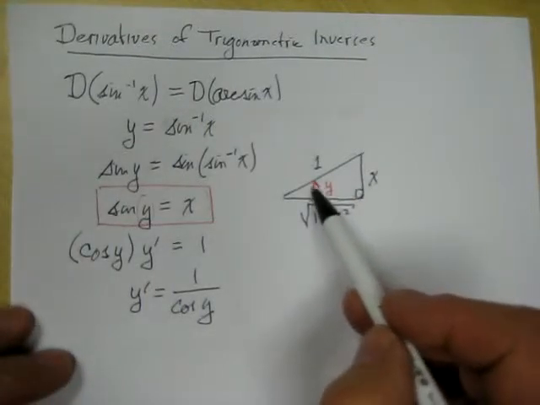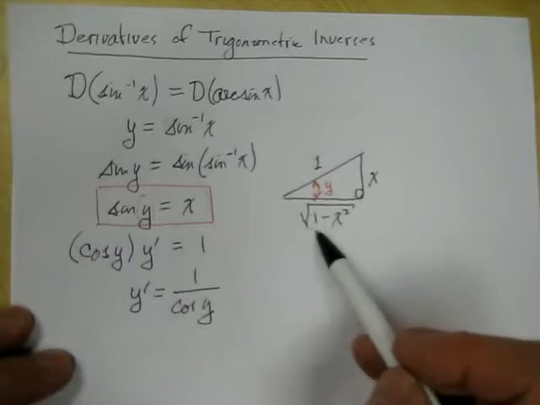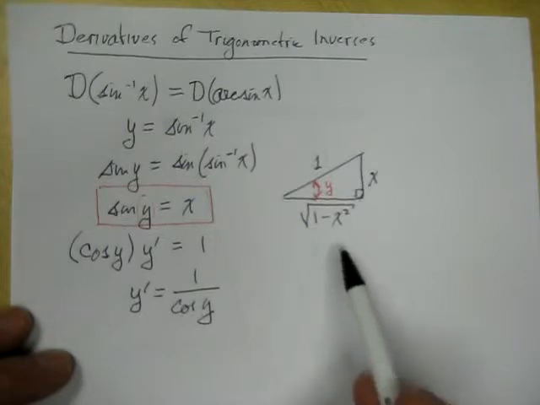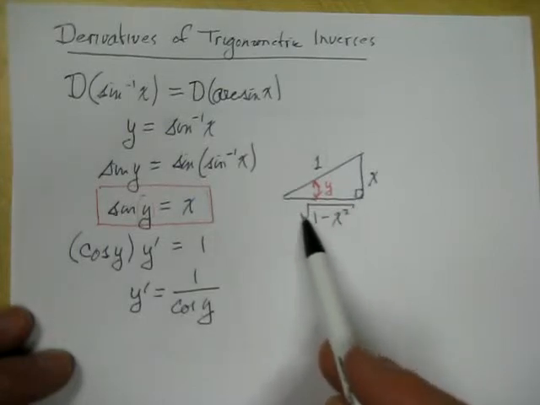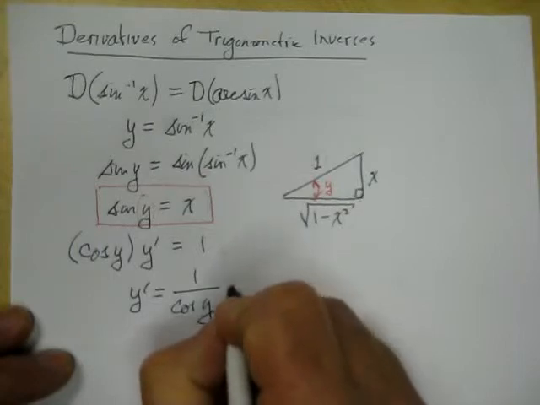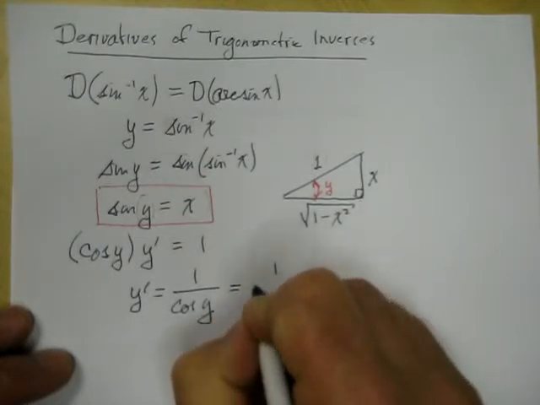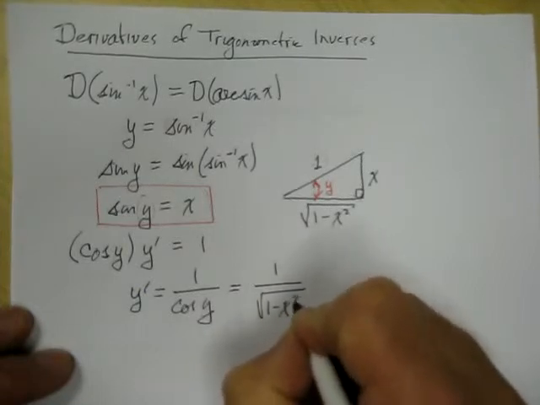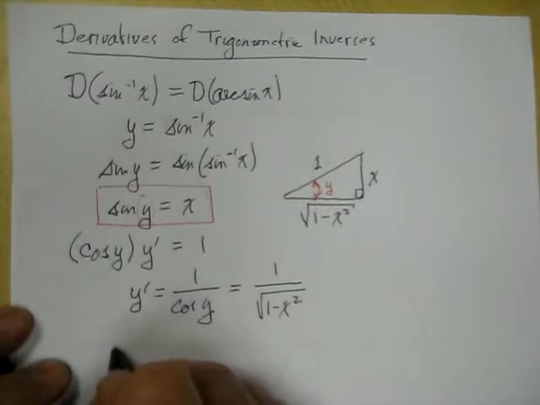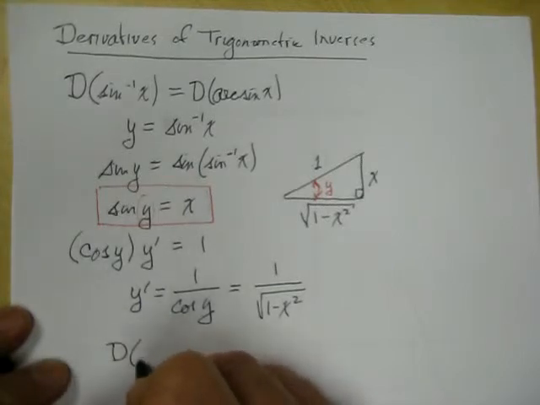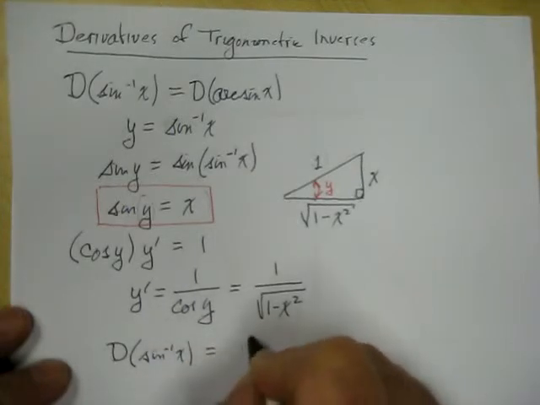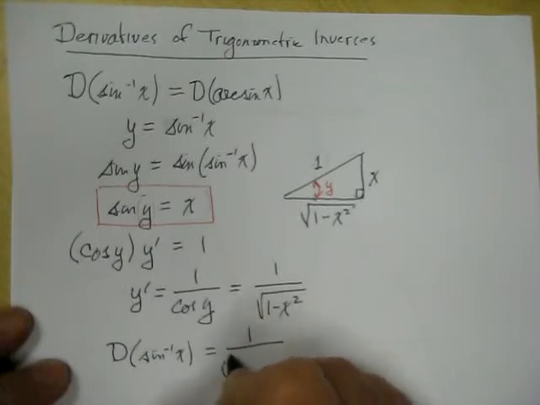Then the cosine of this angle is going to be the adjacent divided by the hypotenuse. Since the hypotenuse is 1, then the cosine is just this amount. And so therefore, y prime is 1 over the square root of 1 minus x squared. We have just shown that the derivative of the inverse sine of x is equal to 1 divided by the square root of 1 minus x squared.